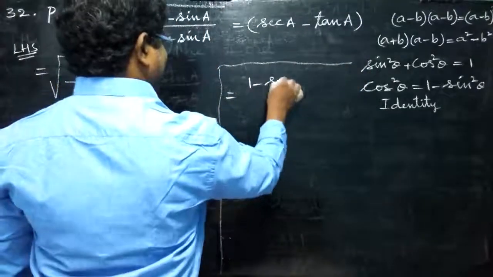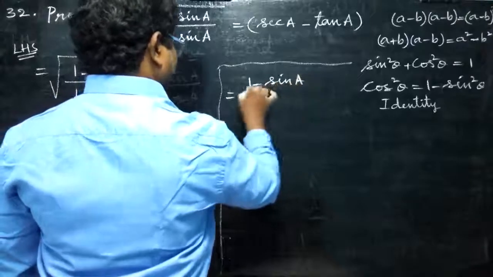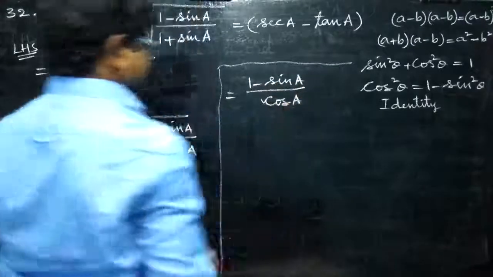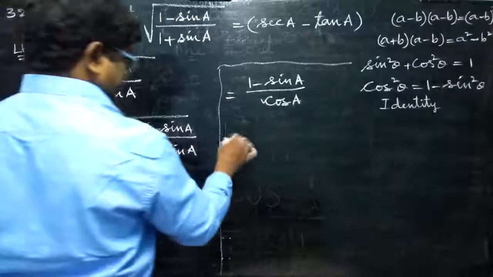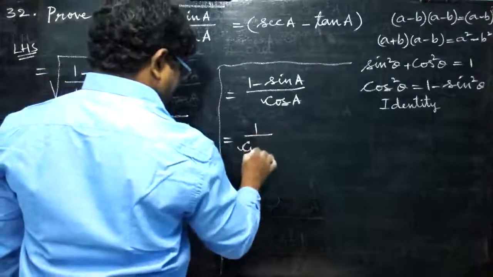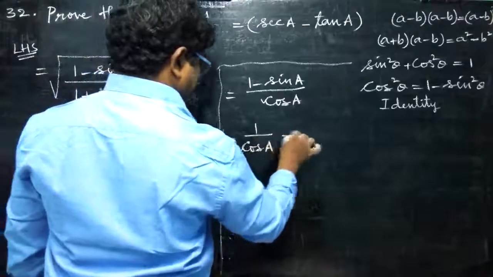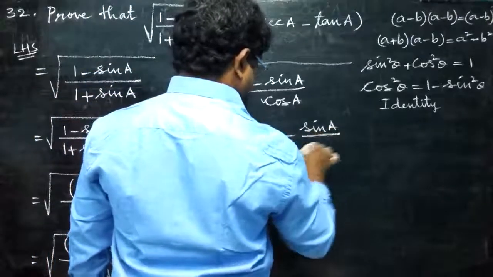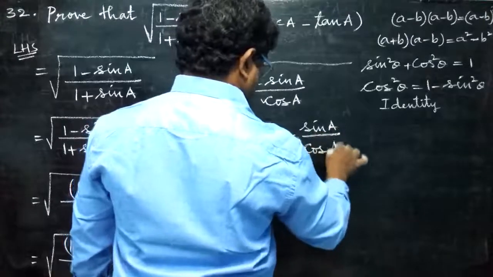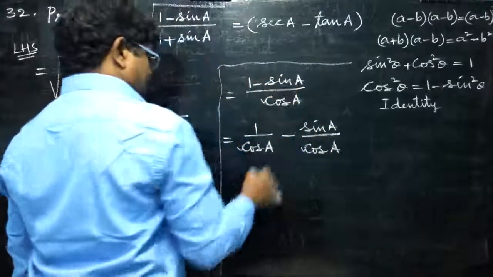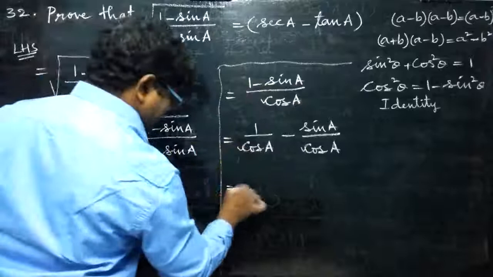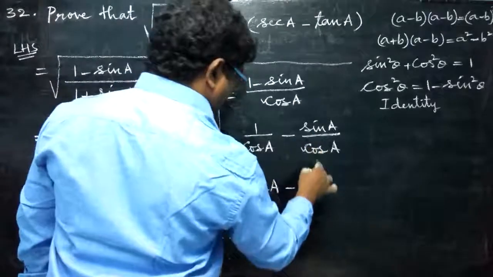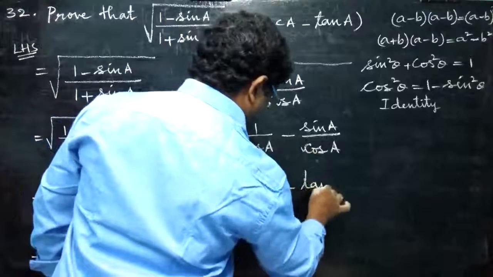1 minus sin A, cos square, the cos will come outside. Square and square root cancel. Now separate it: 1 by cos A minus sin A by cos A. Now 1 by cos means what? Secant A. Minus sin A by cos A means tan A.